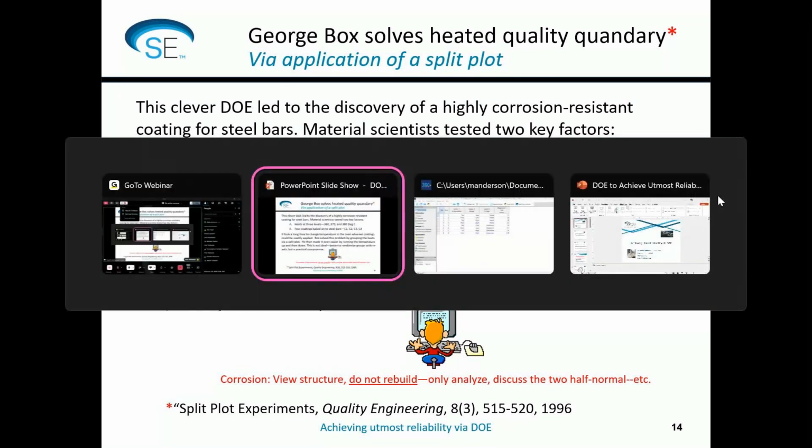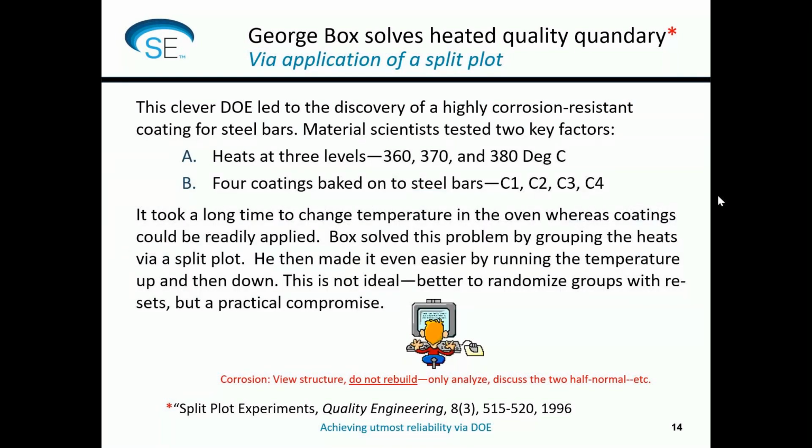So now let me talk about this case study. This came about from quality engineering, and there was a period of time where George Box had a column, and I would always read that religiously back when he was really active in the 1990s because he always had really great ideas to discuss. And so let's talk about this particular case study, which led to a highly corrosion resistant coating for steel bars.